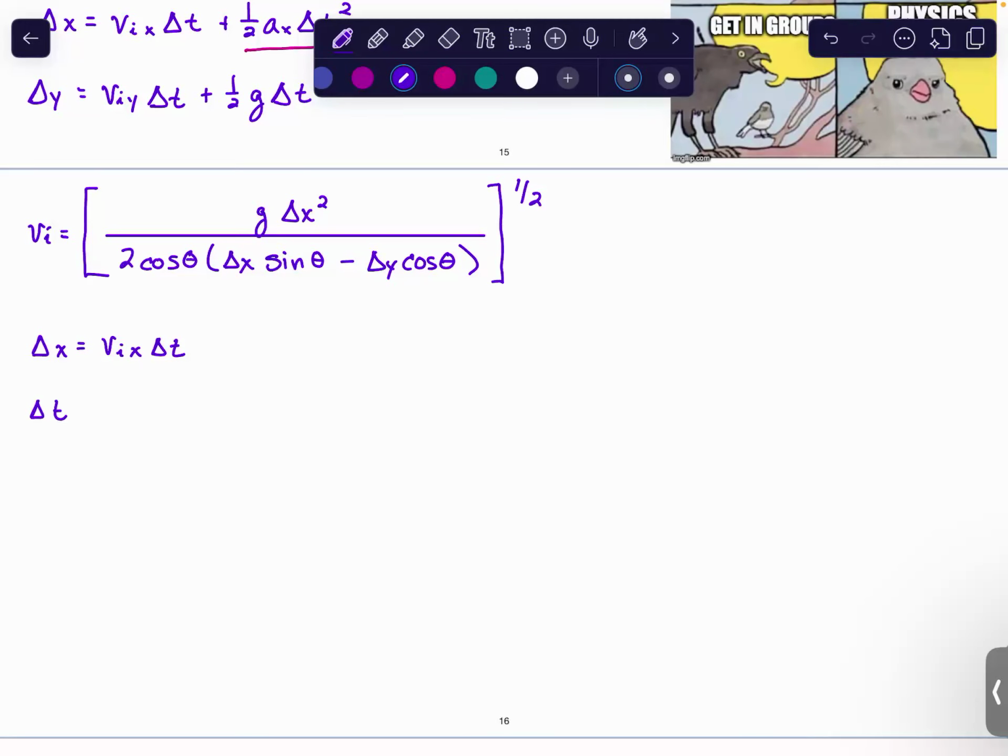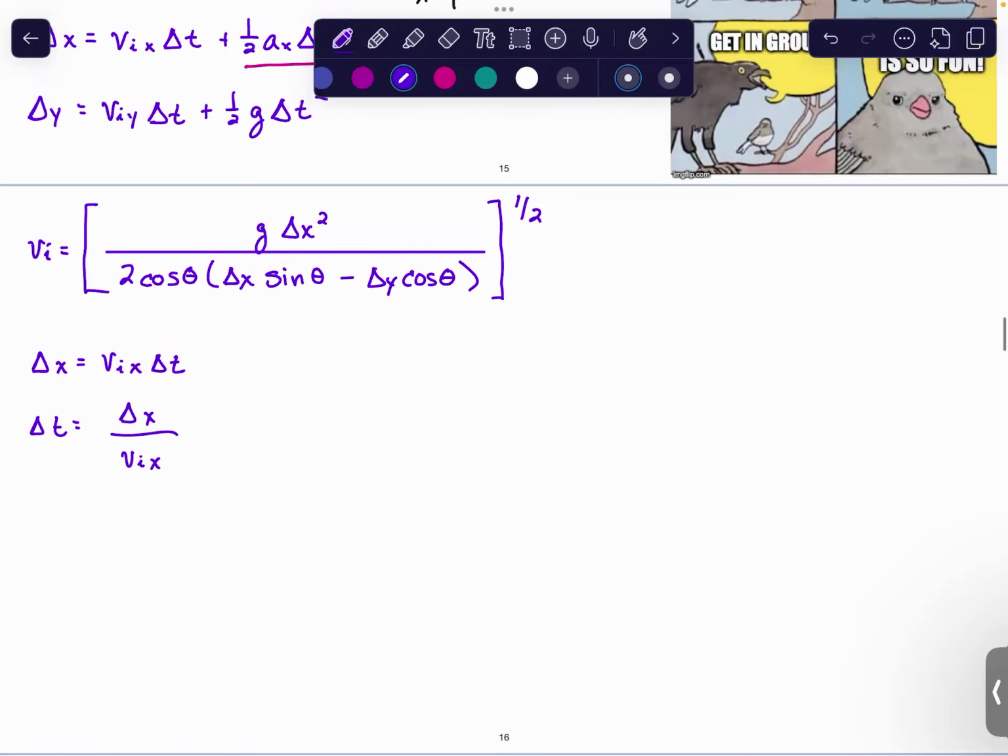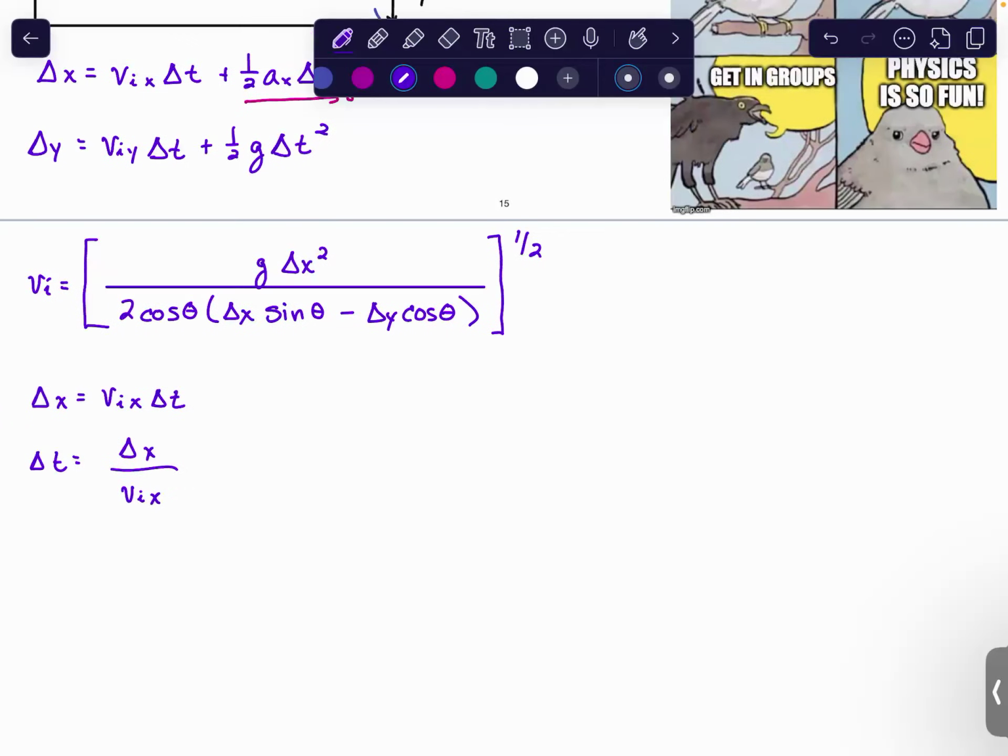Say I made delta t components. I did. That would have helped a lot if I had known everything else. Well, we've been talking quite a bit about no acceleration in the x direction. Now I can substitute this in for delta t in the kinematic equation in the y direction.